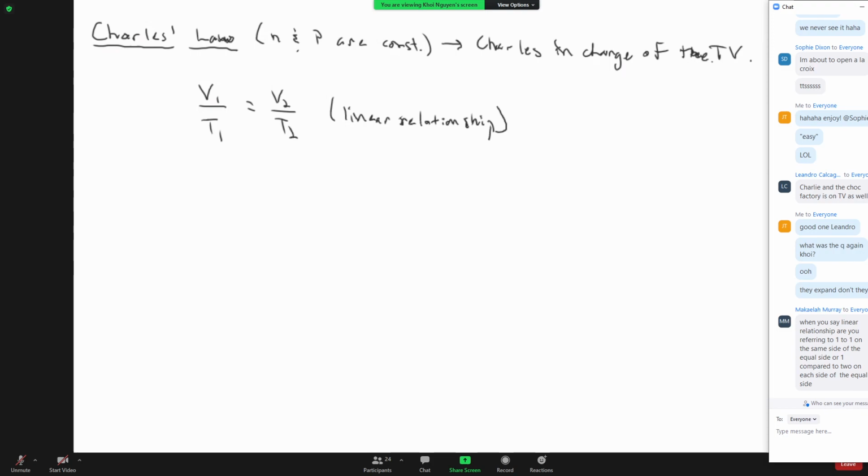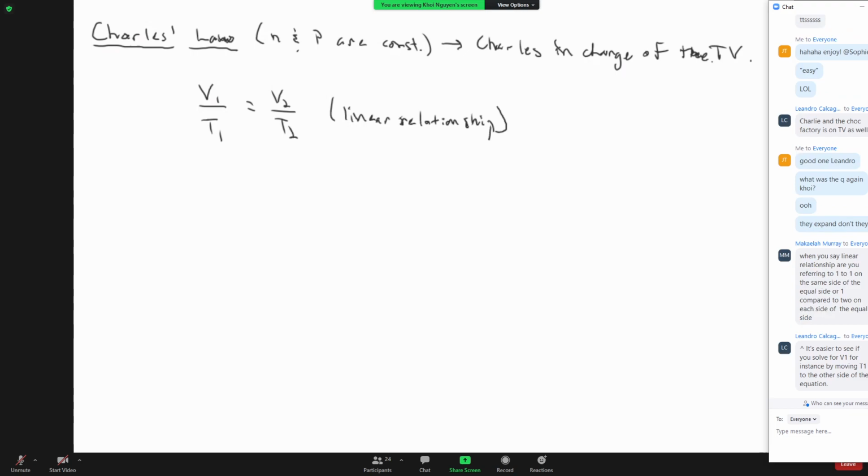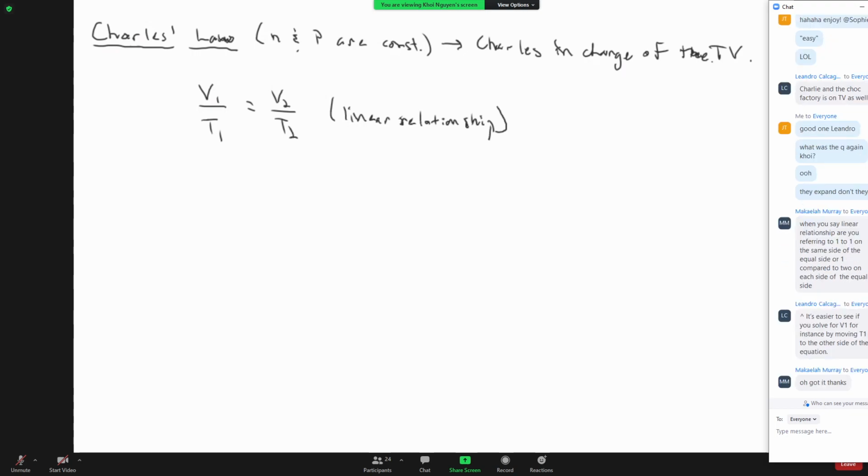Are you saying that V1 and T1 are linear, or is V1 over T1 linear to V2 over T2? V1 and T1 are just the volume and temperature at one state. V2 over T2 is the ratio at the other state, but that ratio is always going to be constant, or equal to the other state. So when you increase one, you increase the other, respectively. V1 and T1 are proportional to each other, and V2 and T2 would be another set of new volume and temperature. They would still be equal.